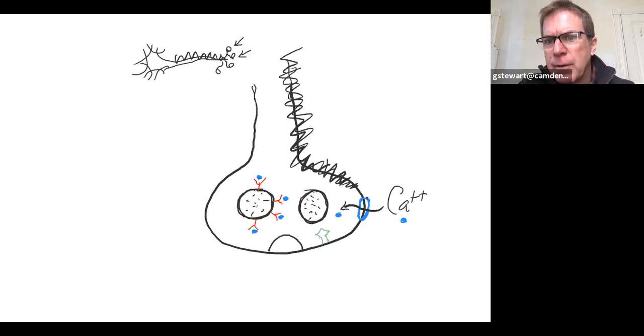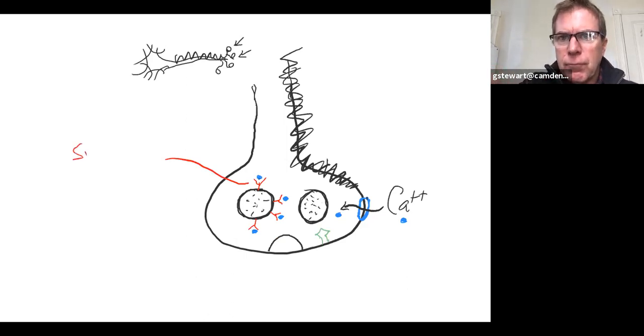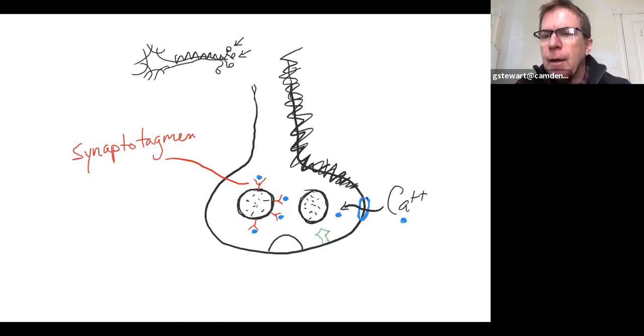These proteins, the red ones, let me label them, are called synaptotagmins. When calcium binds to a synaptotagmin, it changes shape and migrates toward this protein, which is called a snare protein. When the synaptotagmin that's now bound with calcium binds to a snare protein, it causes this vesicle to fuse with the membrane and release its neurotransmitter.